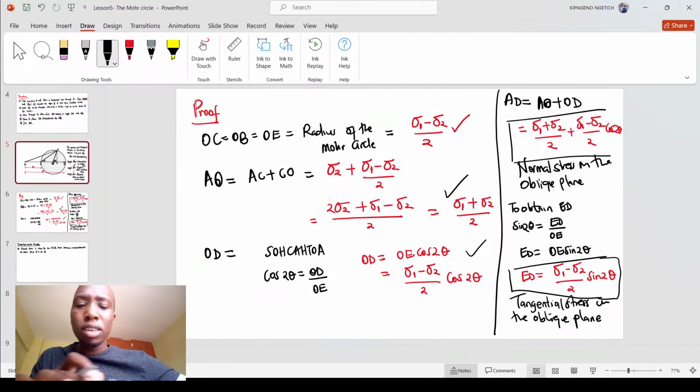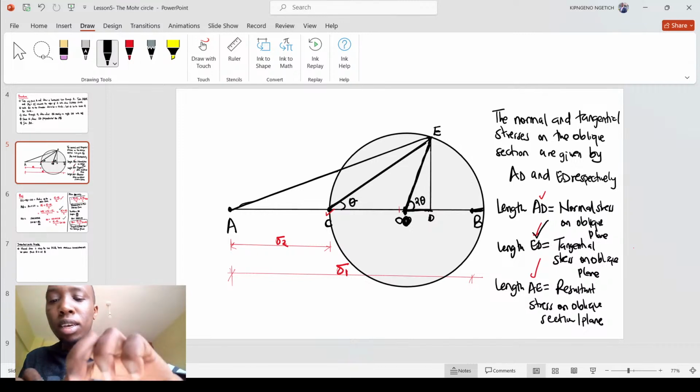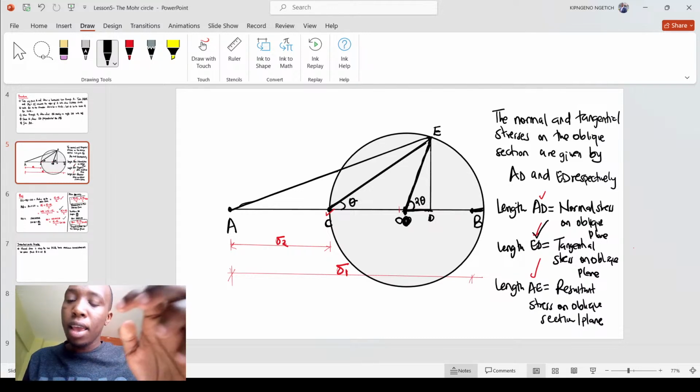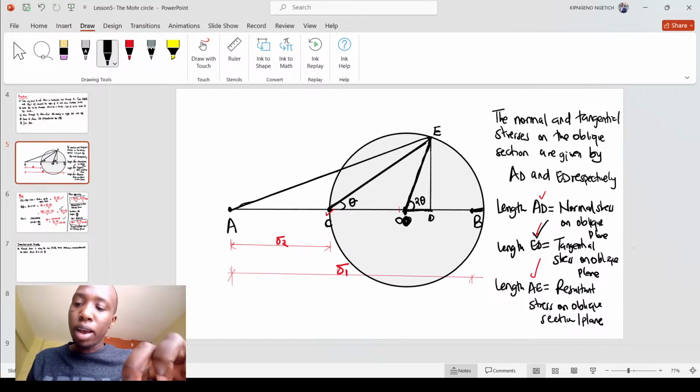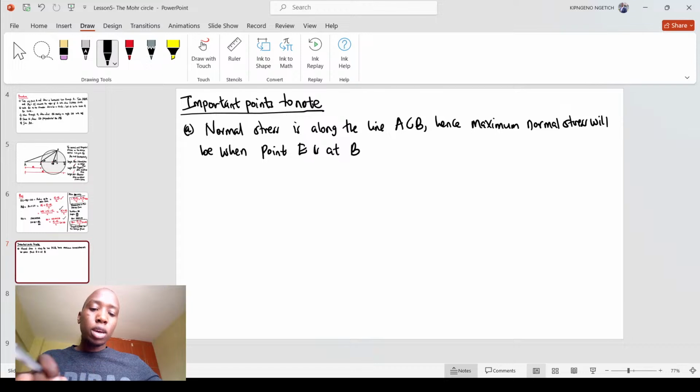As you can see, when do you think it will be maximum? If we are taking it from here, AE is less than AB. So the normal stress will be maximum when the stress is at AB, just as we have said. That means for that to be so, theta will have to be 0. Hence the maximum stress will be when point E is at B.